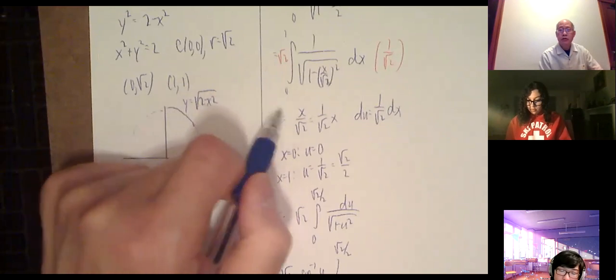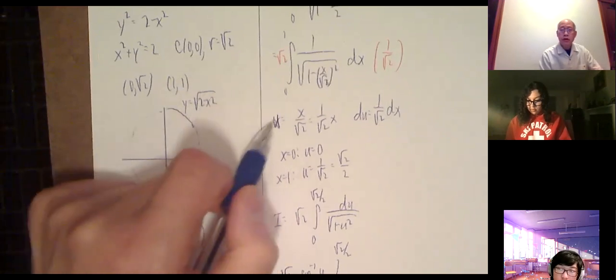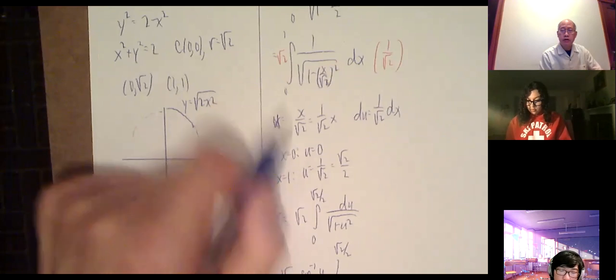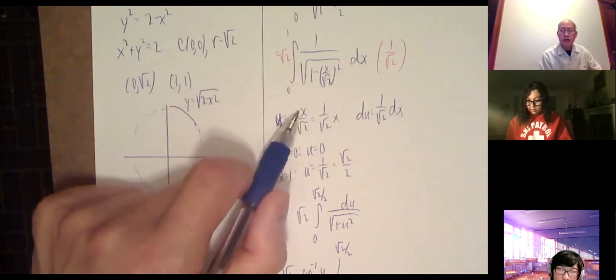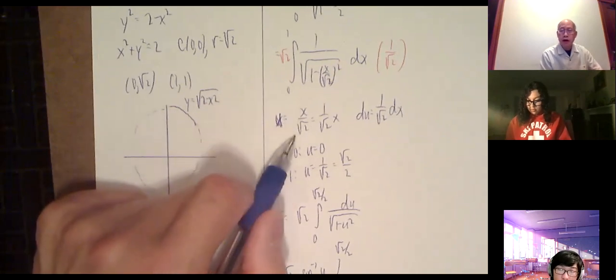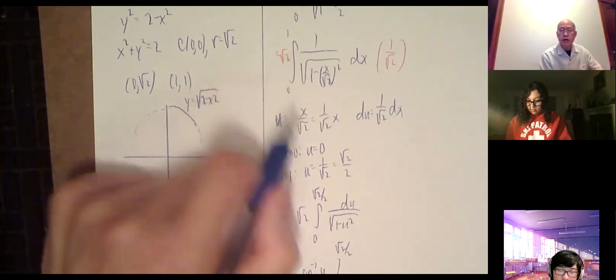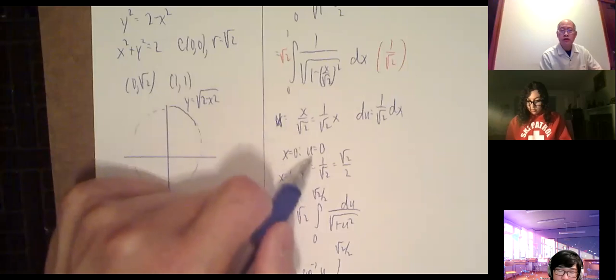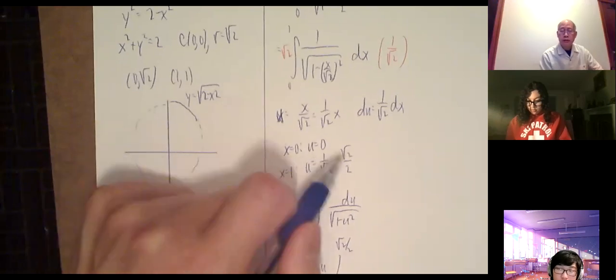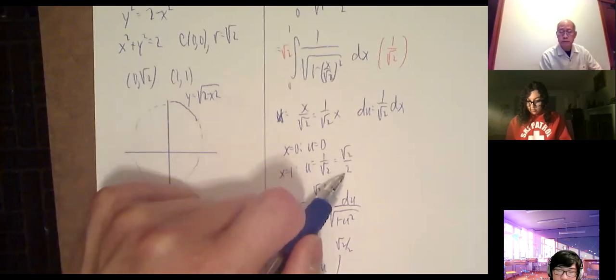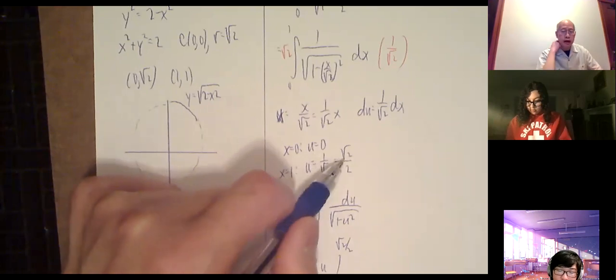I have to change over to u. Since I have u equals x over radical 2, I plug in 0. If x is 0, u is 0 over radical 2, that's still 0. And if I plug in x equals 1, u will become 1 over radical 2, which is commonly thought of as radical 2 over 2. Okay, 1 over radical 2 is the same as radical 2 over 2.